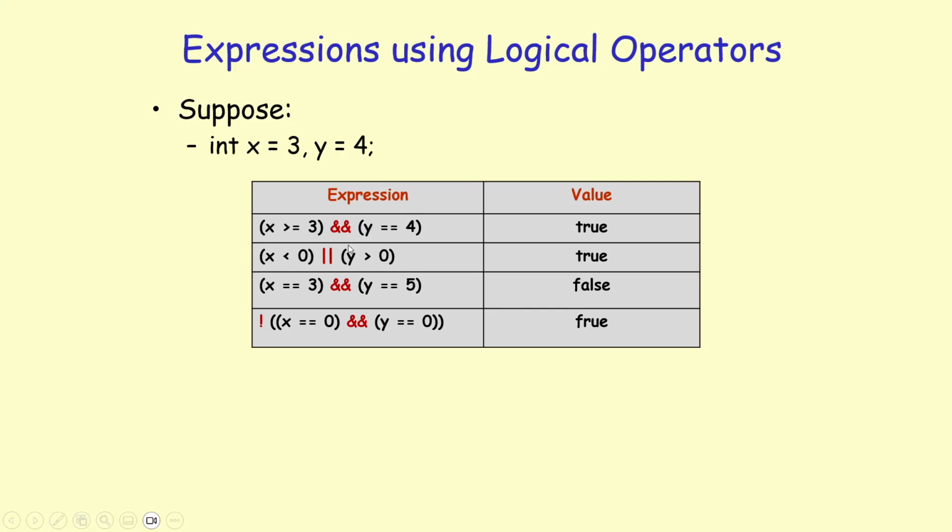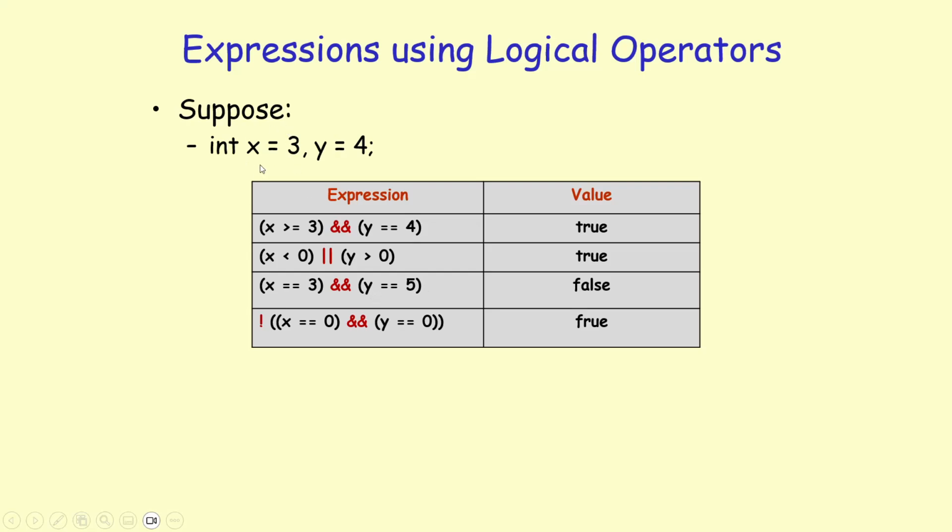Let's look at the second part of the expression. The second condition is y greater than 0? Yes, because the value of y is 4. 4 is greater than 0. So the first condition is false, but the second condition evaluates to true. That means condition 1 or condition 2 evaluates to true, because the second condition being true makes the overall expression true.